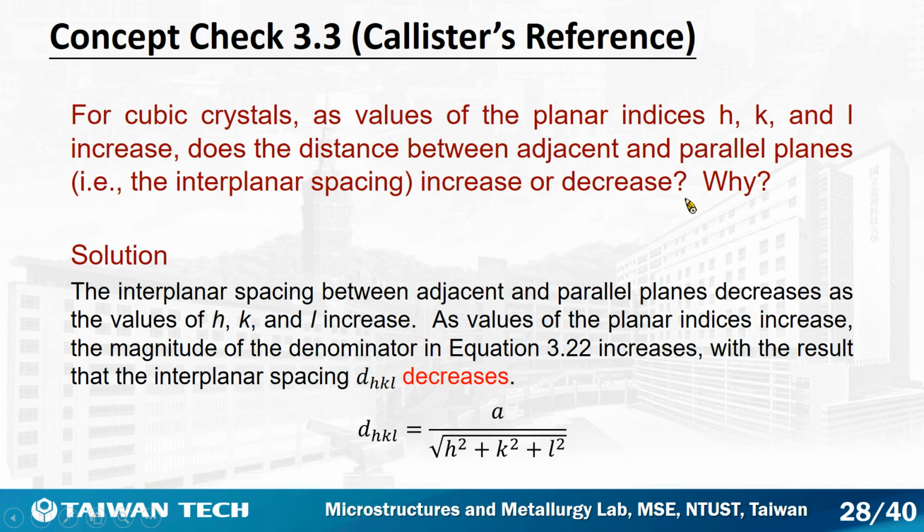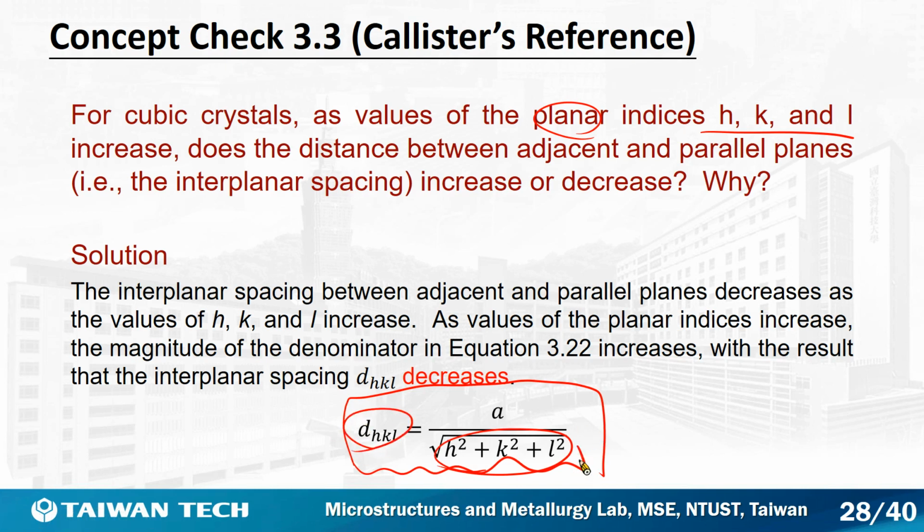Okay, let's see this concept check 3.3. For a cubic structure, as the value of the plane indices hkl increases, what happens to the D-spacing? Will it increase or not? Let's write down these equations. The question is, if we increase hkl, what will happen to the spacings? If this value is bigger, this value will be smaller.